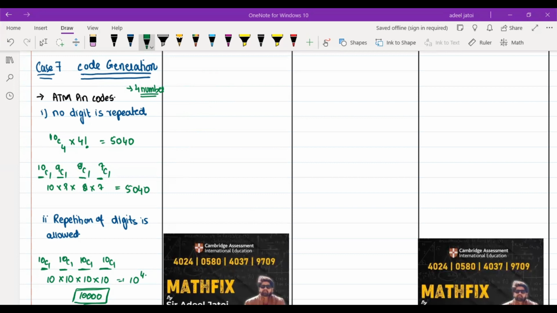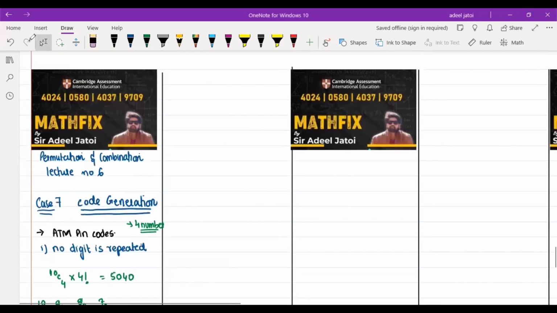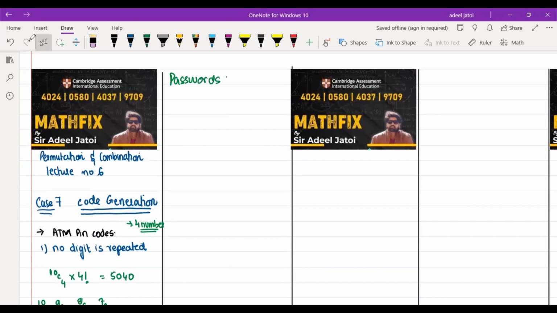Similarly, if we move forward with the same concept, since we are working on code generation, let's say we need to have passwords. We need to work on passwords, and 6 alphabet passwords. Now, in total, we need to know that we have 26 alphabets.